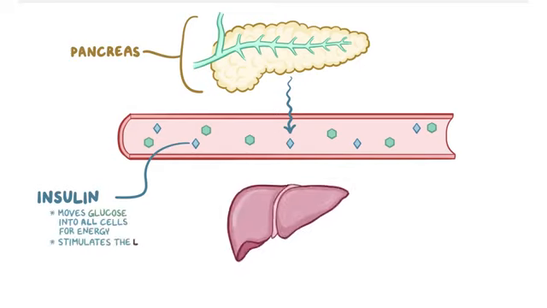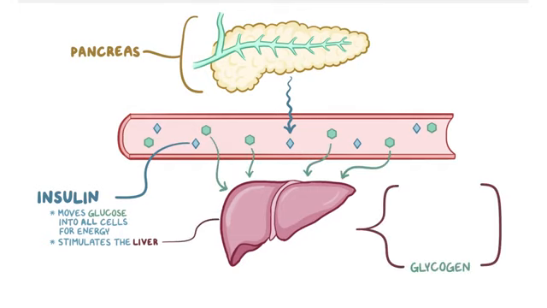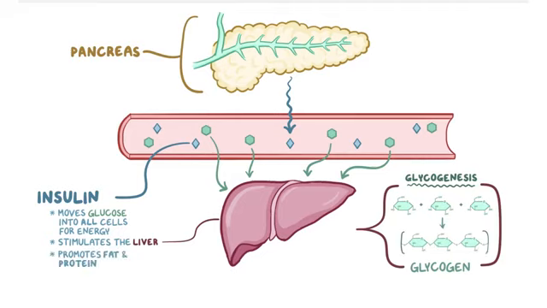Insulin helps stimulate the liver to store glucose as glycogen in a process called glycogenesis, which is when some of the glucose molecules get linked together with alpha-1,4 and alpha-1,6 glycosidic bonds to form a polysaccharide called glycogen. Insulin also promotes fat and protein synthesis.